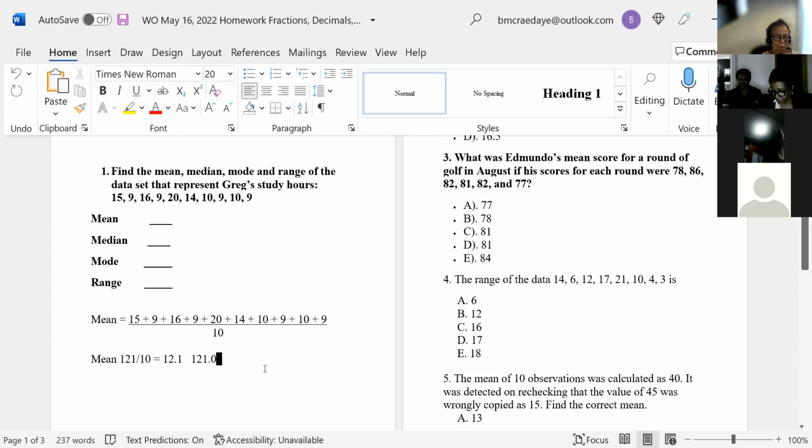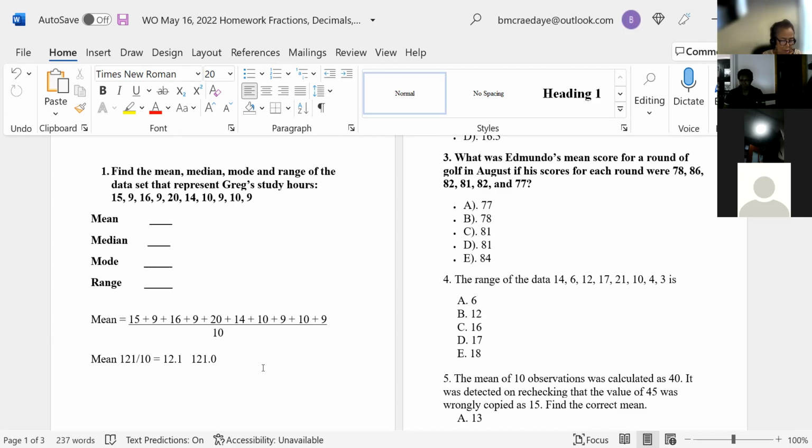Okay. So any questions on the mean? No, I understand that one. All right, because we'll look at some more examples. Now, Mercedes, how did you do the median? Okay, the median. Can you hear me? The median, I put all the numbers in order.